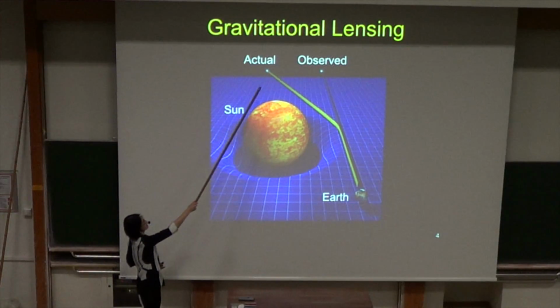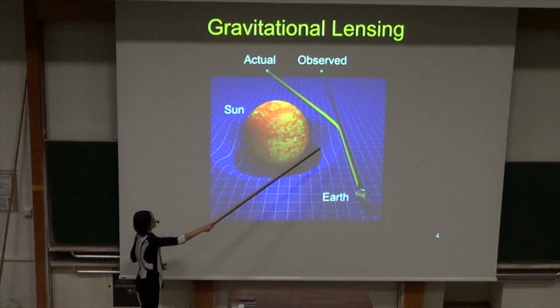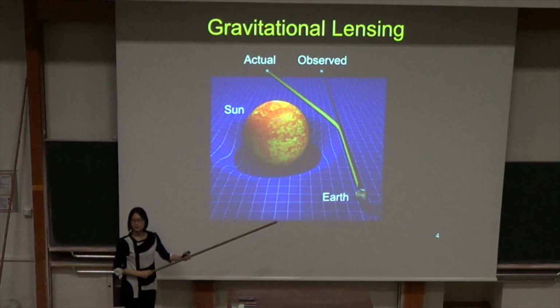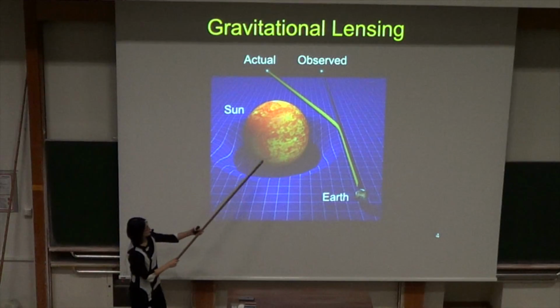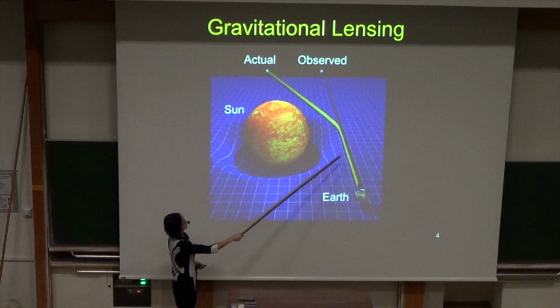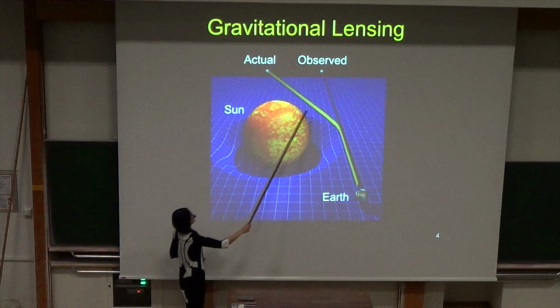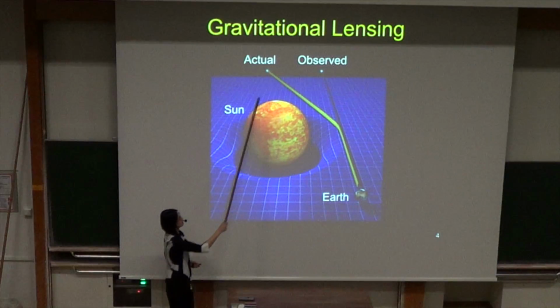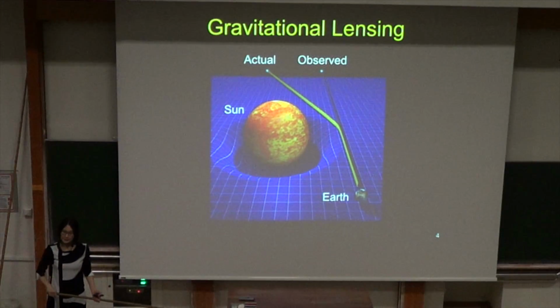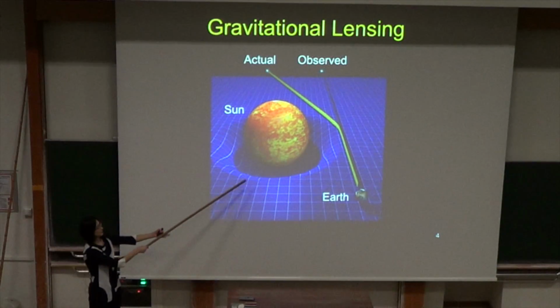So as its light ray approaches the sun, the light path will get deflected due to the gravitational field of the sun, so that it comes to us on Earth here, and we see the light of the star to be observed here, straight line, instead of this original position. So this is the effect of gravitational lensing, the bending of light due to the gravitational field, in this case, of the sun.